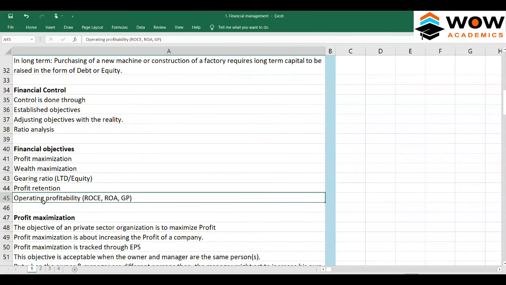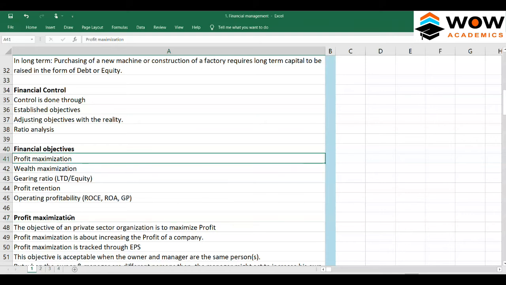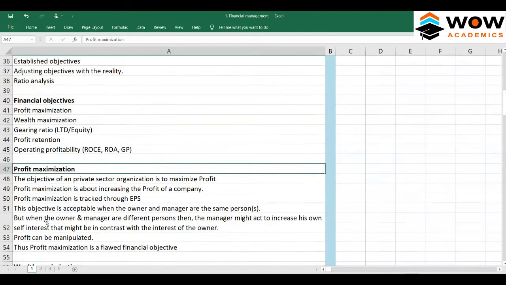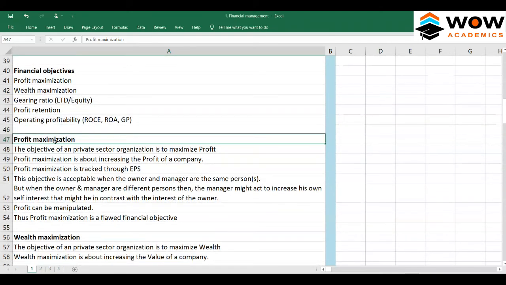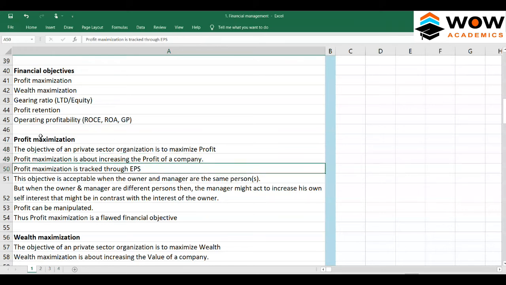Then we move on to a detailed look at profit maximization. The objective of any private sector company is to maximize profit. That is so simple and very clear, right? Profit maximization is about increasing the profit of a company. Profit maximization can be tracked through a number called EPS.